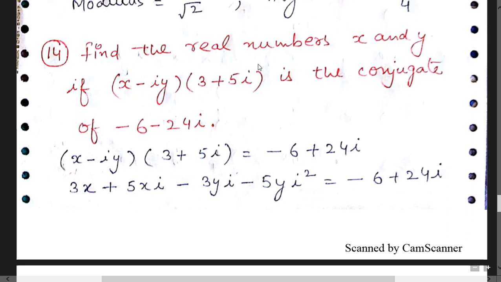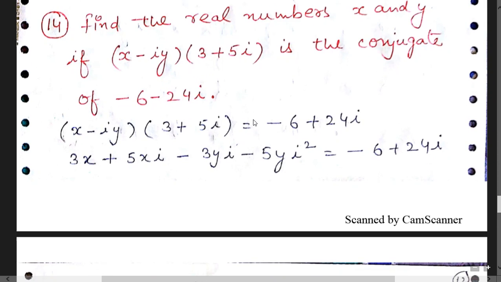Question number 14. This question is also important. Find the real numbers x and y if x minus iota y into 3 plus 5 iota is conjugate of this term. Now what is the meaning of conjugate? Simply you have to change the sign of the term of iota. If negative then positive, and if positive then negative. Simply you have to change the sign of term of iota or imaginary term. It means I can write x minus iota y into 3 plus 5 iota is equal to minus 6 plus 24 into iota. If positive is here, it means negative should be here.